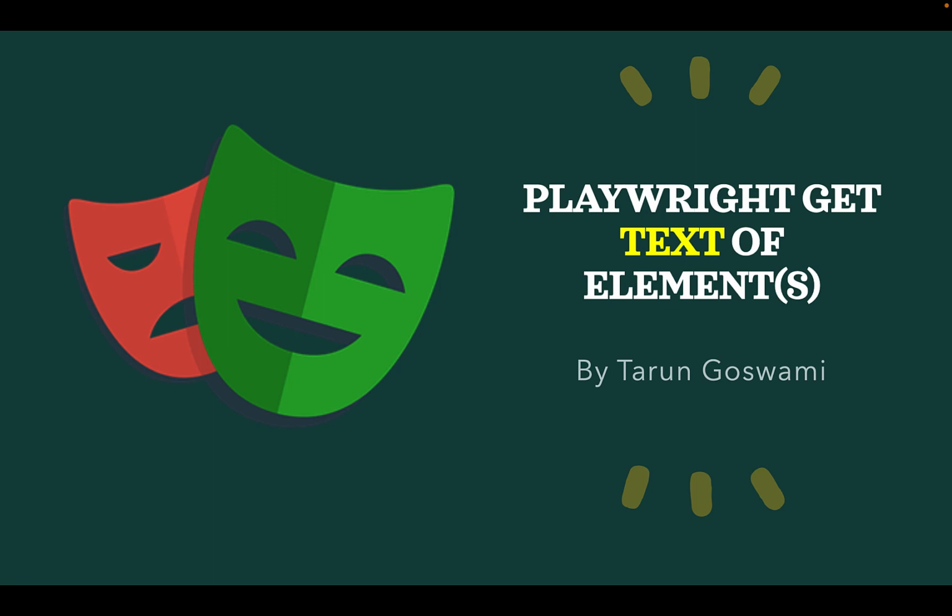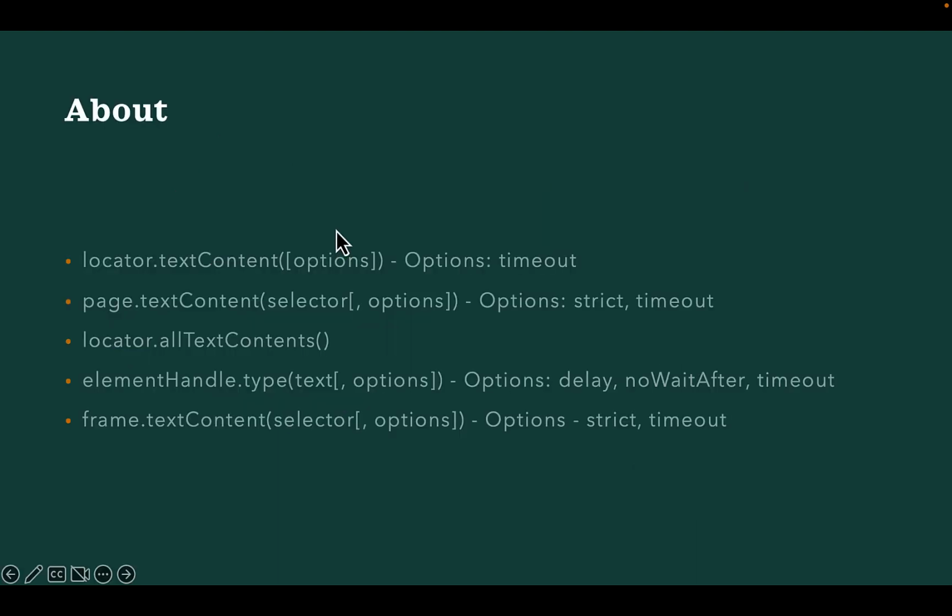Hello everyone, today let's discuss how to get text from an element or set of elements. In Playwright you can get the element text using textContent method, and you can get the text of set of elements using allTextContents method. TextContent accepts a single option, timeout, when used with locator method.